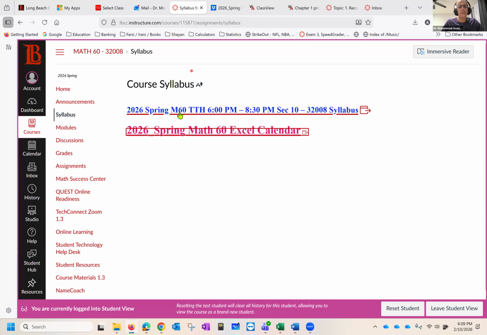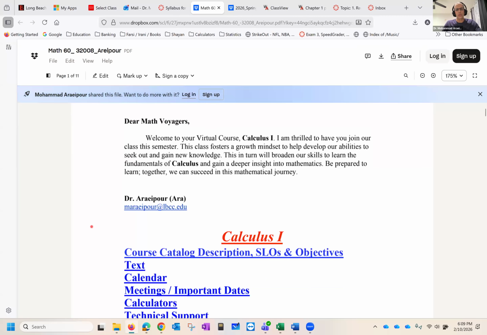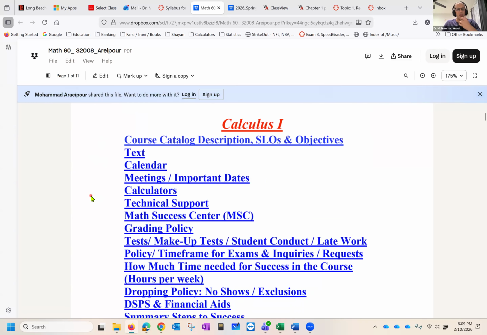And going back to the syllabus. Now the actual syllabus right here. First, of course, welcoming you to the course. Welcome to your virtual course. And then you see the topics. Nowadays, the syllabi are getting longer and longer, so that's why I put them in this format. You can go to a topic of interest. If you don't want to read the whole thing, you don't have to. You can look at something that interests you.